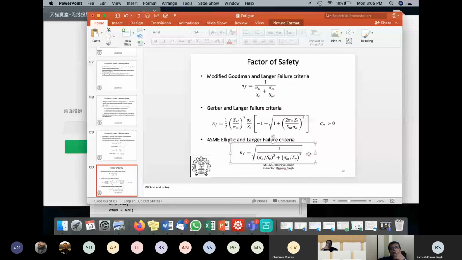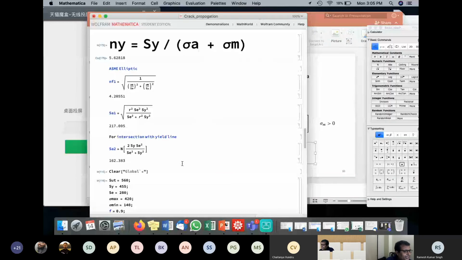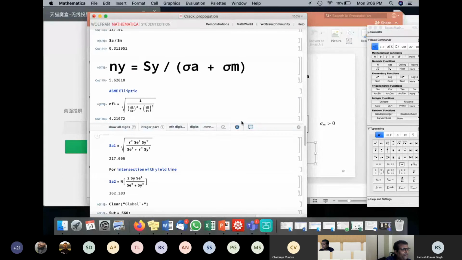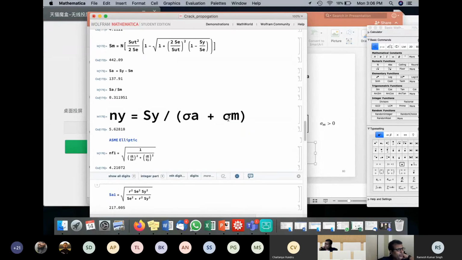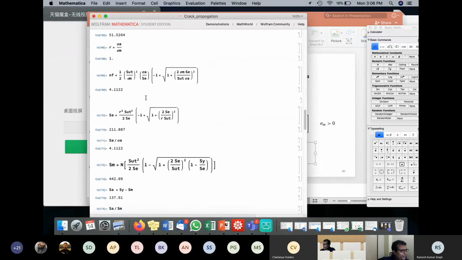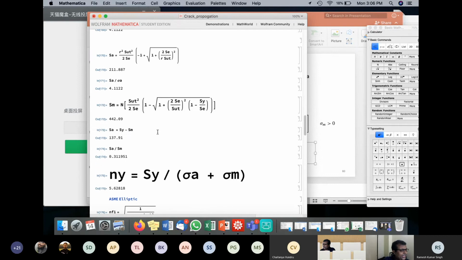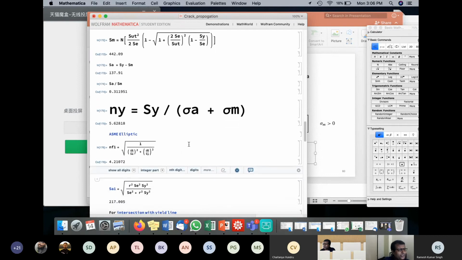This is the ASME elliptical factor of safety: 1 divided by the square root of (sigma A over SE) squared plus (sigma M over SY) squared. Let's plug in and see what the factor of safety is. 4.21. With Gerber, I was getting 4.11. With this, I am getting 4.21, fairly close.